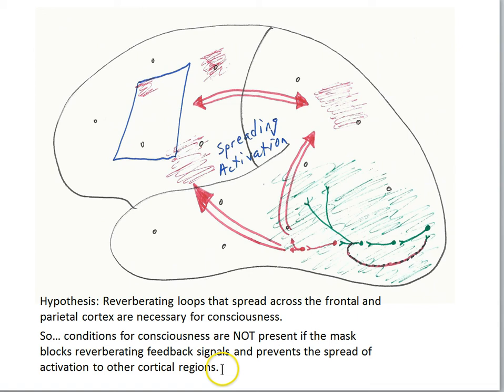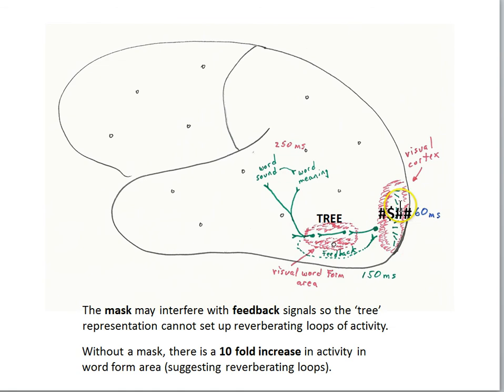So we might show that in this diagram here. You'll recall the word tree first hits the visual cortex and is being processed now. But notice there's going to be some feedback here. And what if in the feedback, right, so the word form area is sending feedback about the word tree, what if just as those feedback signals are arriving at earlier stages of visual cortex, the mask now appears? The mask is going to activate a different population of cortical cells, and so you're going to prevent a kind of a reverberating loop of activity here.